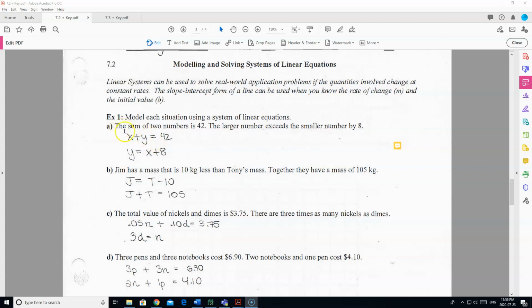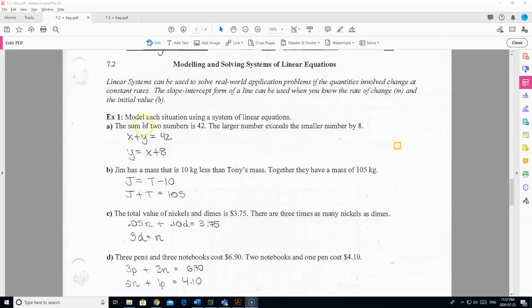So first number plus the second number will give you 42. And the second equation, you can read by the second sentence here, the larger number exceeds the smaller number by 8. So by this statement, you should come up with something like this, y equals x plus 8. So whatever the larger number is, it's larger by how much? The smaller number plus 8. And you get your two equations.